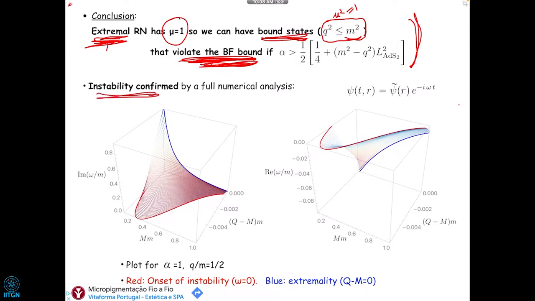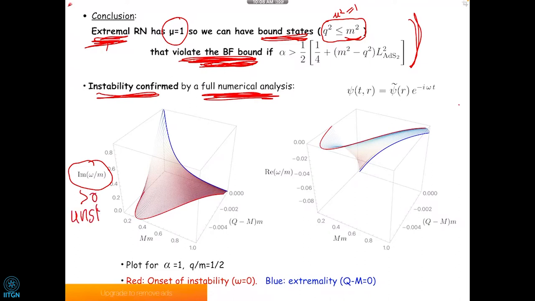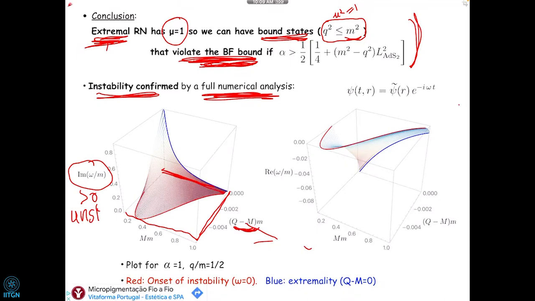And actually, we can confirm that this instability is indeed present by just solving the Klein-Gordon equation of the system numerically. We find that the instability is indeed present. So here I'm plotting the imaginary part of the frequency. When the imaginary part of the frequency is bigger than zero, the system is unstable. Here I'm plotting M, the mass of the Reissner-Nordström solution. Here I'm plotting charge minus the mass of the solution. So this solution here describes the extremal Reissner-Nordström black hole, because that's when Q is equal to M. And we see that indeed, at extremality, the imaginary part of the frequency is positive, so the system is unstable.